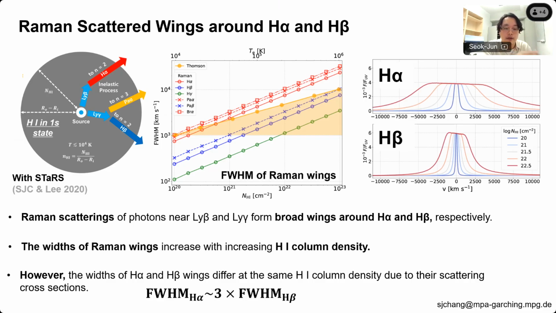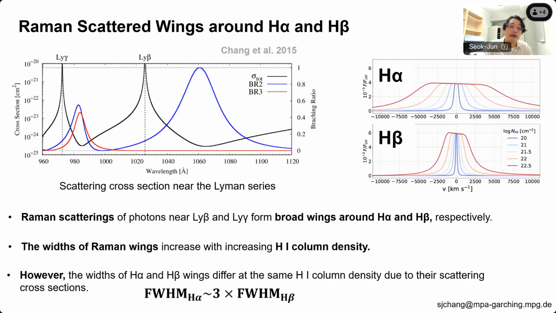About H alpha and H beta, usually the H alpha Raman wing is about 3 times broader than the H beta wing. Why does it happen? Because the scattering cross-section of Lyman gamma and Lyman beta is different. Lyman beta has a higher damping constant and a higher oscillator strength, which makes different Raman wing features around H alpha and H beta.